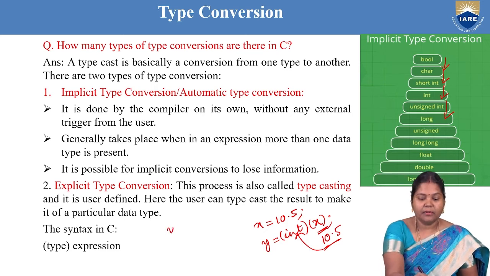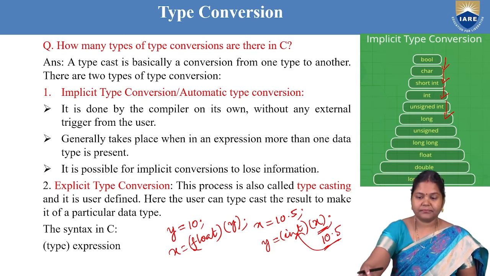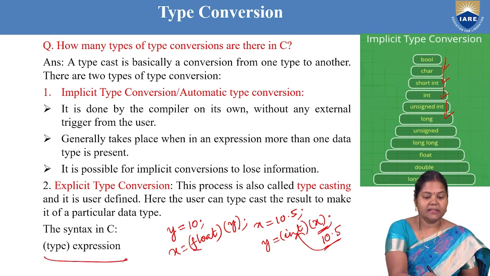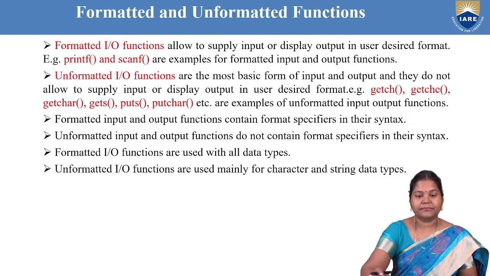Similarly, if y is an integer variable and you want to convert it into float type explicitly by writing float of y, then it will be converted into float of y. The integer will be converted into float by adding the decimal part to it. So the syntax is the type followed by the expression you have to write down.